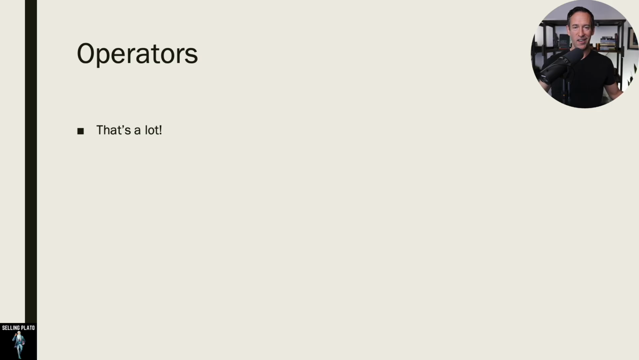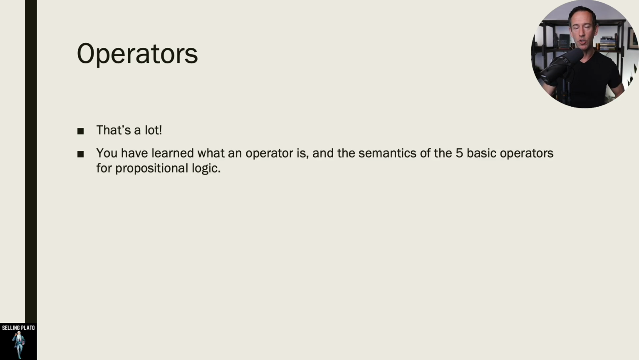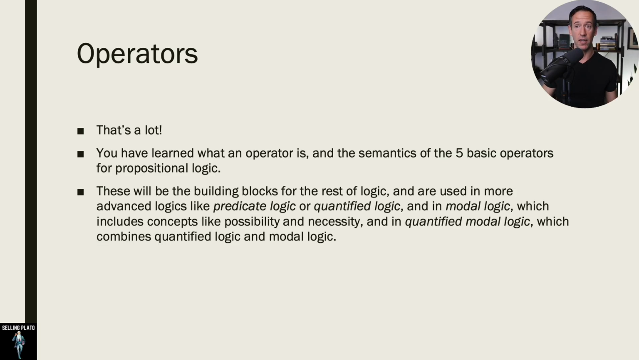All right. Those are all the operators. That's a lot to process for this first lesson. I realize that. This is going to be a little bit on the longer side as far as lessons go. But hopefully you stuck with all that. You've learned what an operator is in the first place and the semantics of the five basic operators for propositional logic. That's a lot. So we really just talked about each operator and what each operator means, how they function at a zoomed out, broad level. We're going to be diving into a lot more details later.